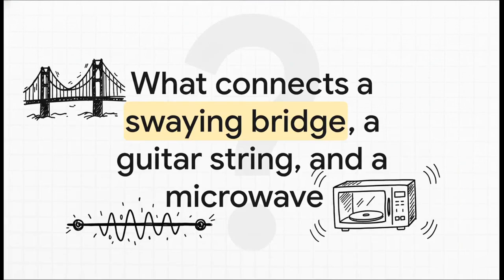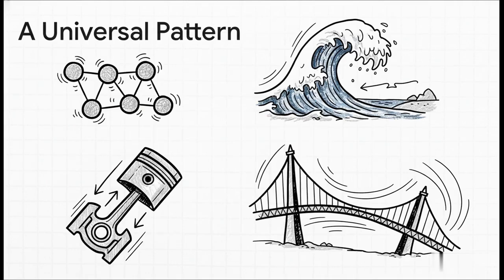All right, let's really get into it. You've got a swaying bridge, a vibrating guitar string, and yeah, the thing that heats up your lunch. What could possibly connect all of these? The answer? Well, it's a fundamental principle in physics. It's a pattern that is, and I mean this, absolutely everywhere once you know what you're looking for. And the answer is oscillatory motion.